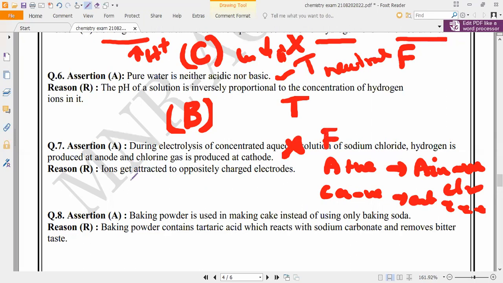Next. Reason: ions get attracted to oppositely charged electrodes. True. Positive go negative, negative go positive. Opposite. So true. So assertion is false, reason is true. Which option? Option D. D, everybody. Analyzing the question is most important.